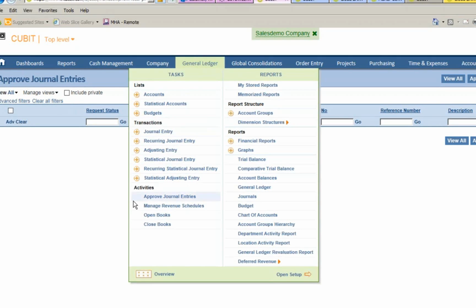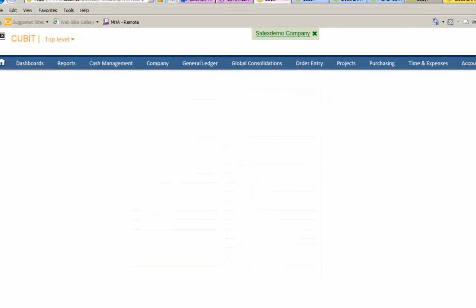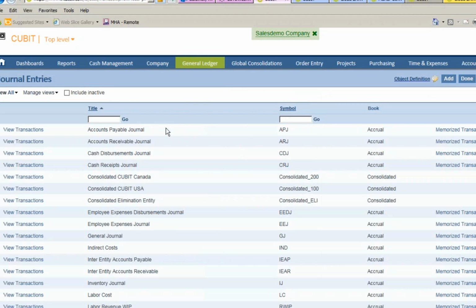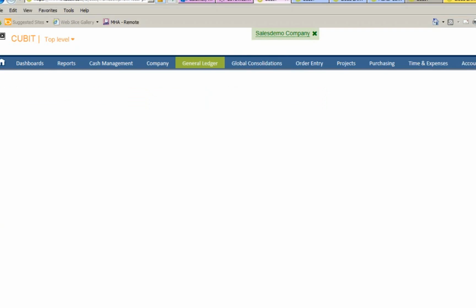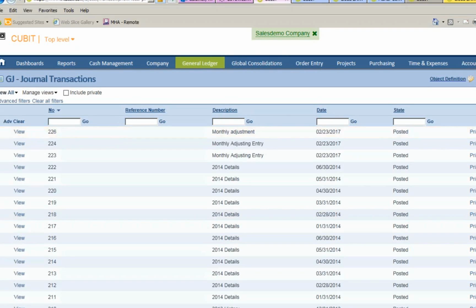The area that Carla was sent to upon clicking the link was here at the general ledger level under approved journal entries. So if we go out here to journal entry, and we look at the general journal, we should find 226, and it's now in a posted status.